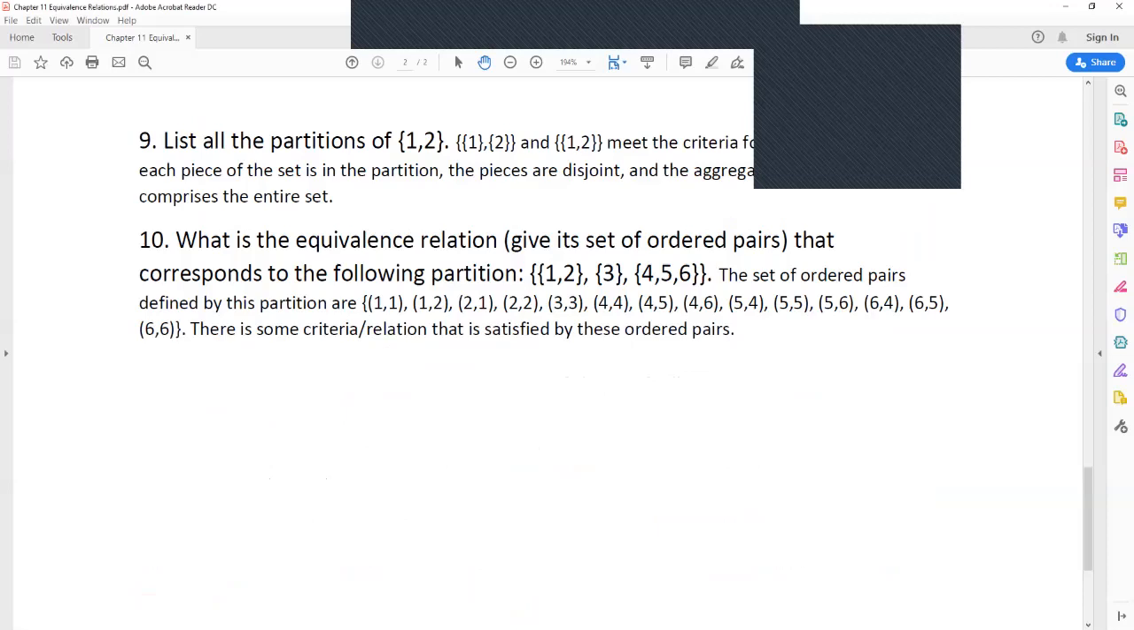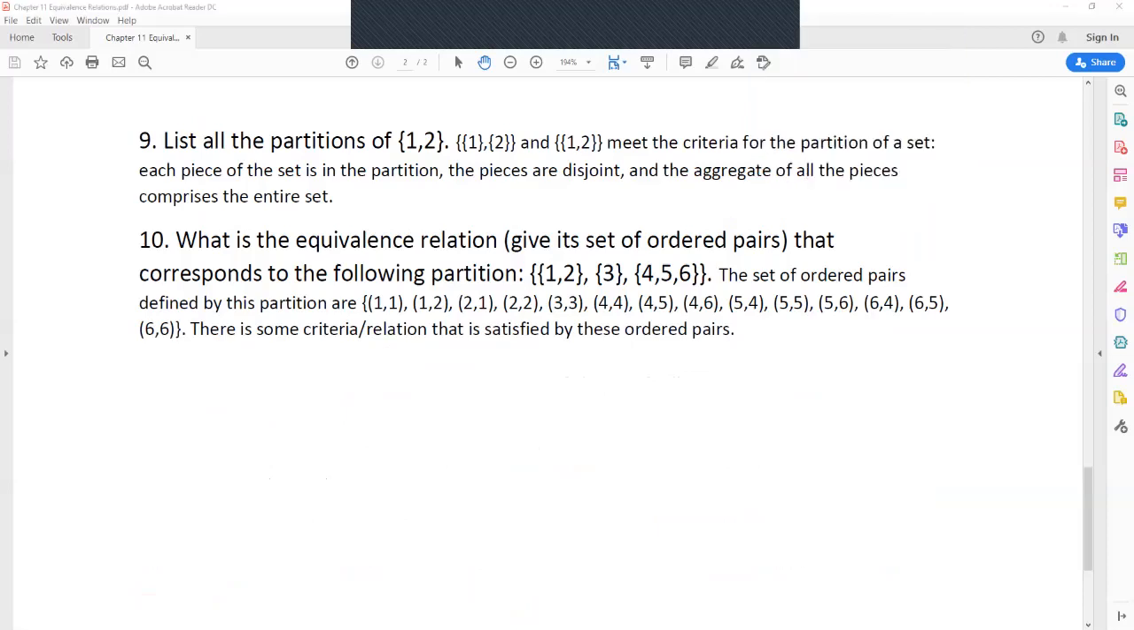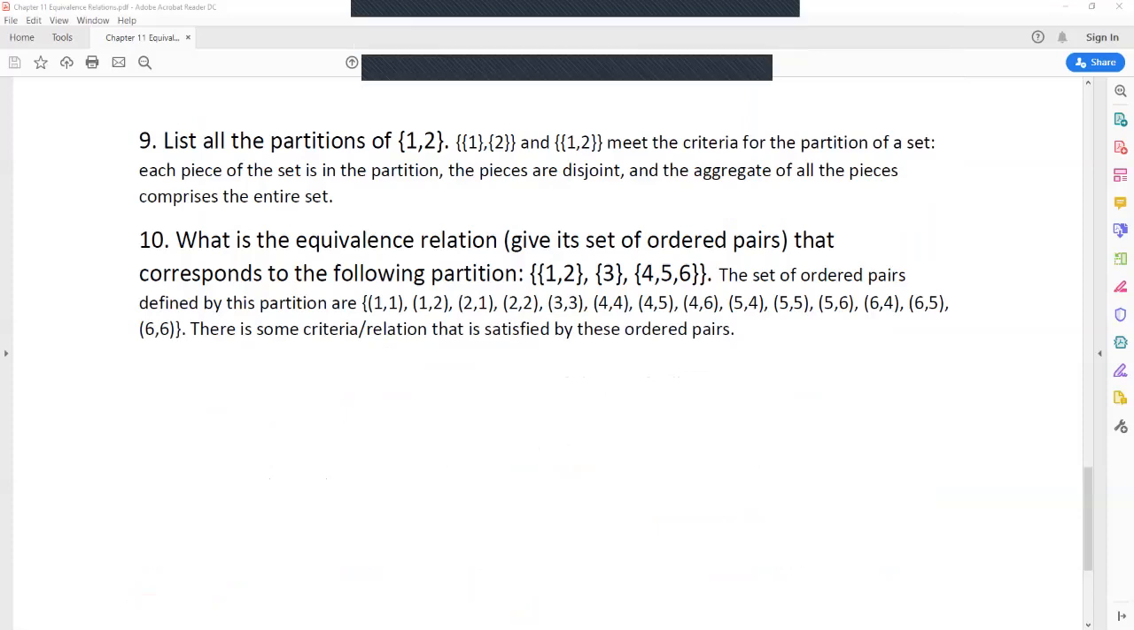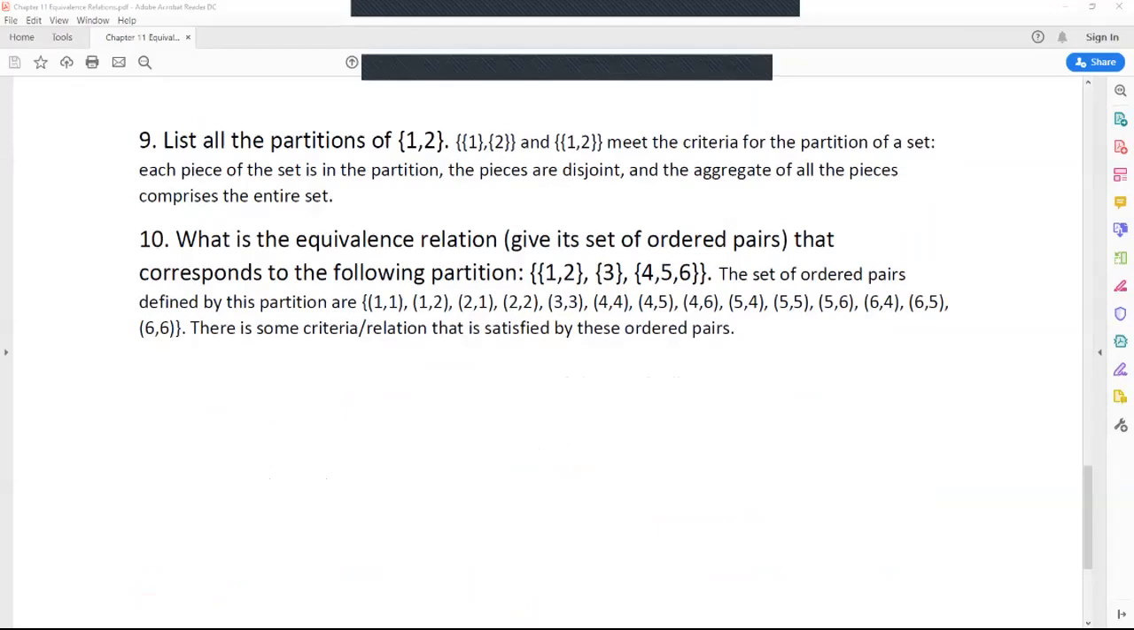Number 9. On problem number 9, it says to list all of the partitions of the set containing 1 and 2. Well, remember that partitions have to be non-empty sets, and the sets within those sets have to be disjoint, and the union of the sets must encompass the entire set itself. And of course, we do not have a very, very big set here. We only have the elements 1 and 2.